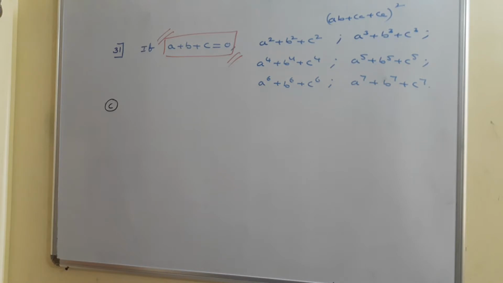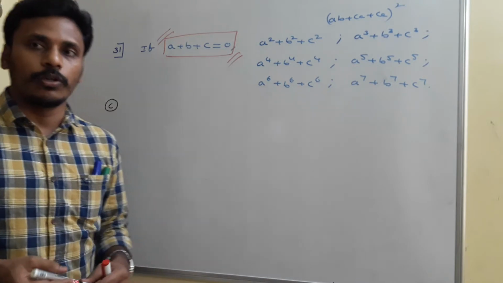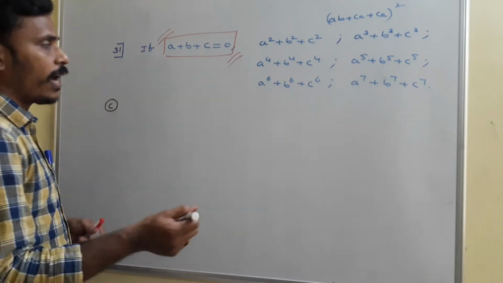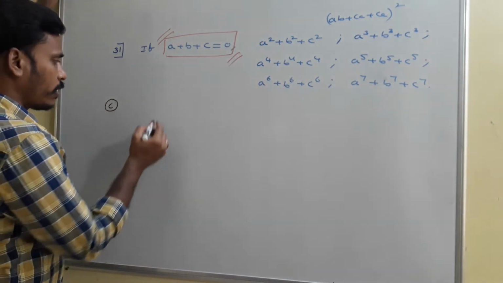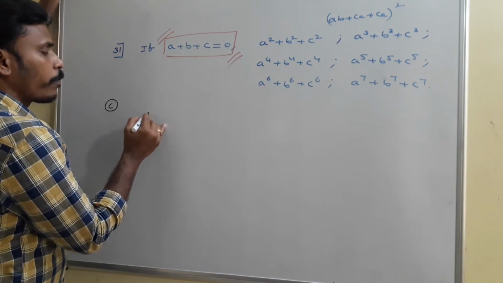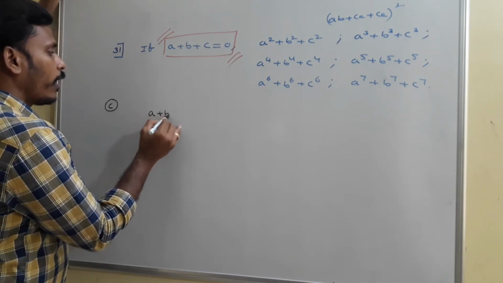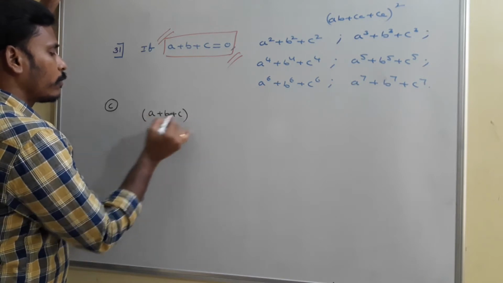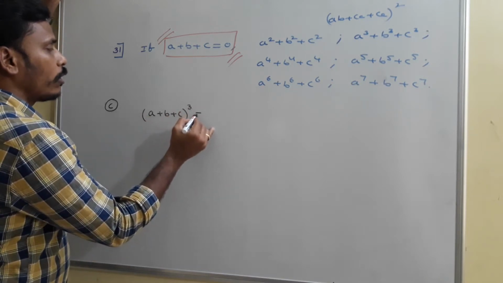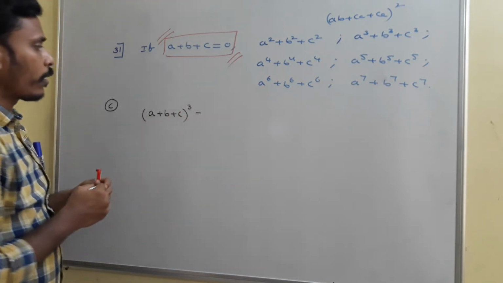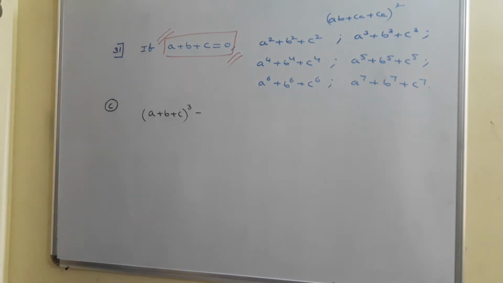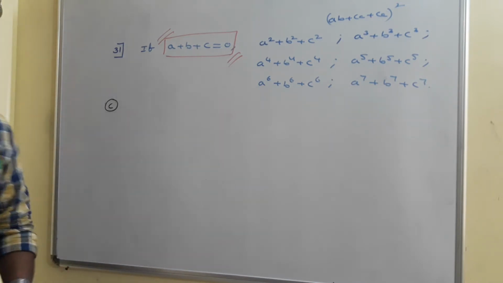The next thing is we need to find out a cube plus b cube plus c cube if a plus b plus c is equal to 0. There are many other ways we have to find out that a cube plus b cube plus c cube. So the first thing is the formula a cube plus b cube plus c cube minus 3abc, we need to use.